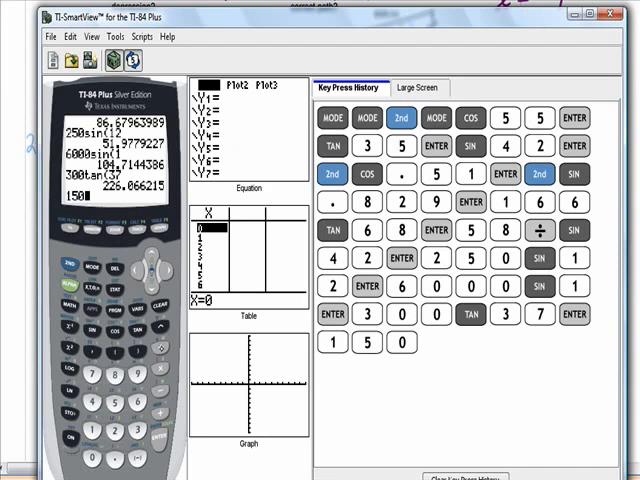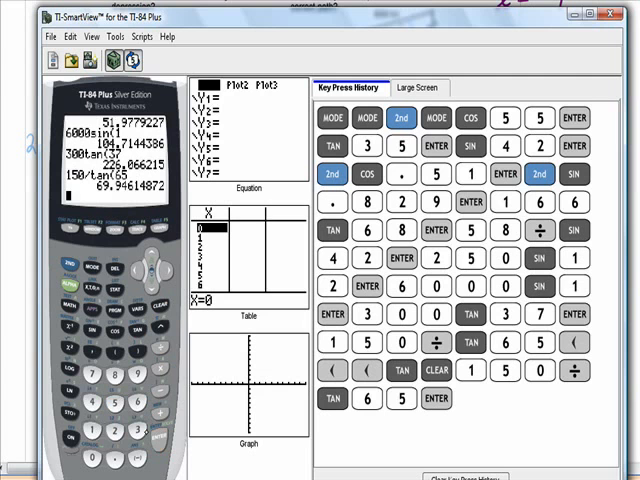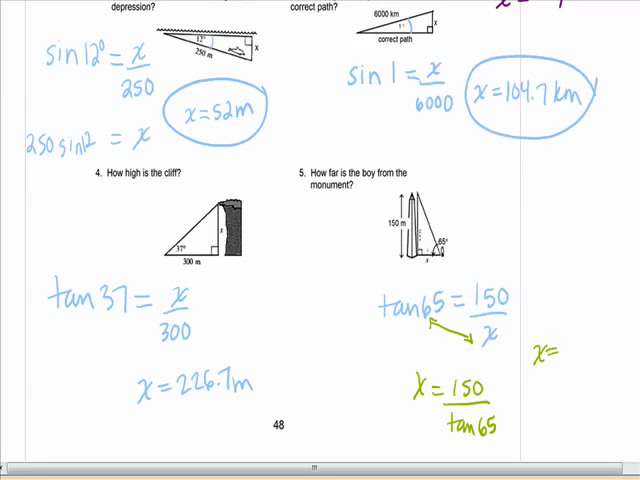150 divided by tan 65. Oops, I forgot my tan. Let's just clear and start over. 150 divided by tan 65. Enter, and we get 69.9. Alright class, good work.